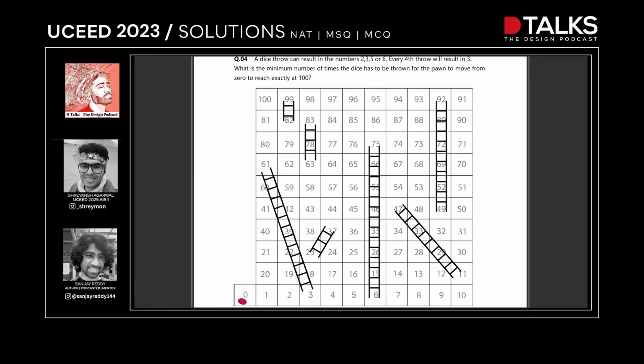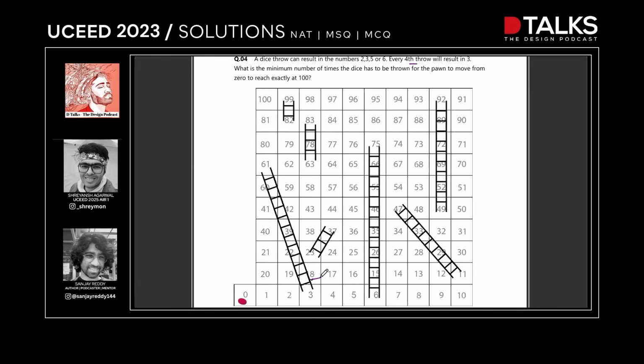Okay, so I do not remember the exact answer for this. So let's try to solve it how I would have solved it in the first place. So you know 2, 3, 5, and 6, and you know the fourth throw will result in 3. So what I'm going to do is let's try to use all three of the initial ladders. Let's see what's the minimum number of moves we can get from each of these three, right?